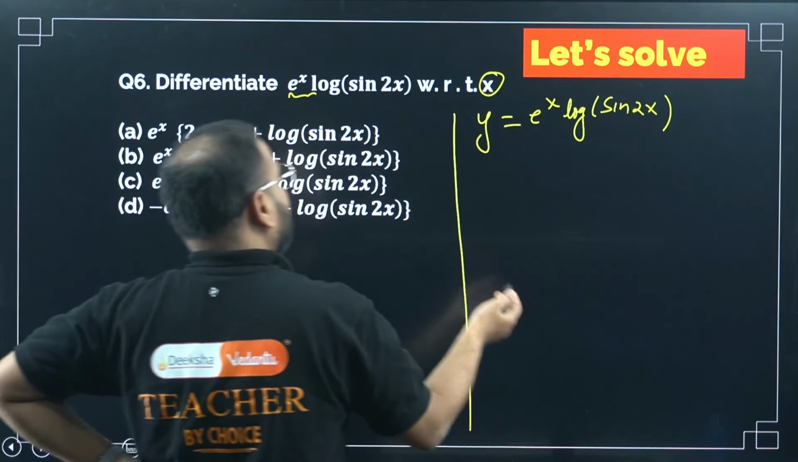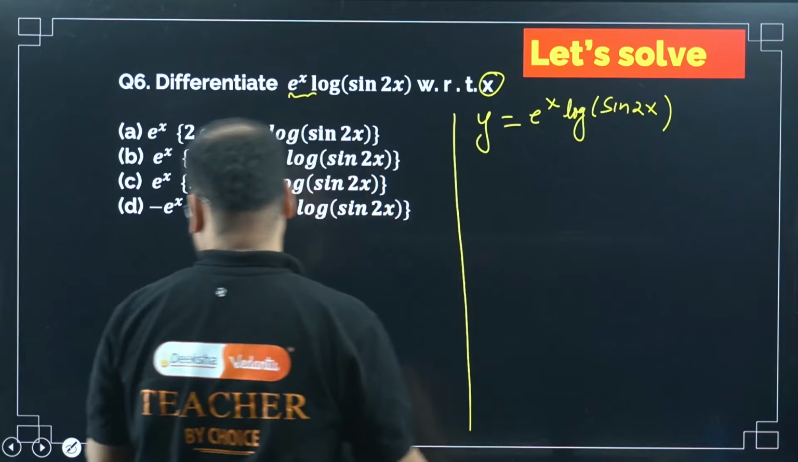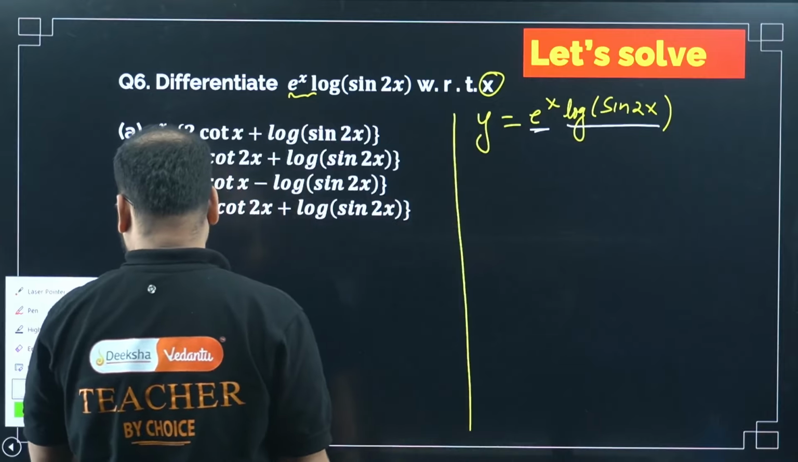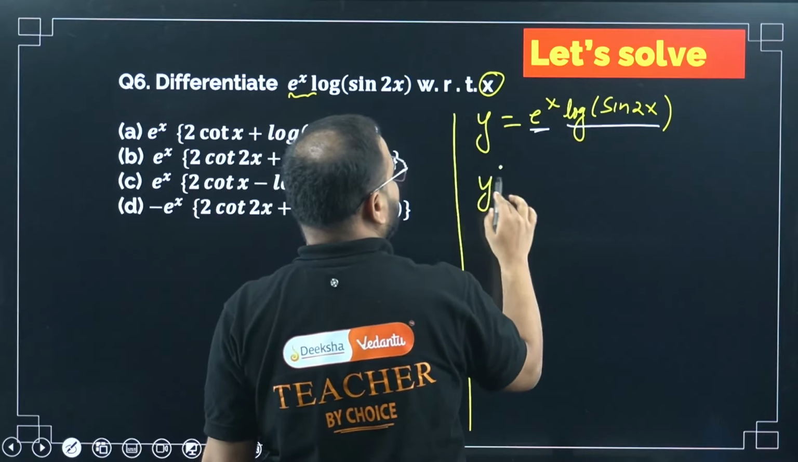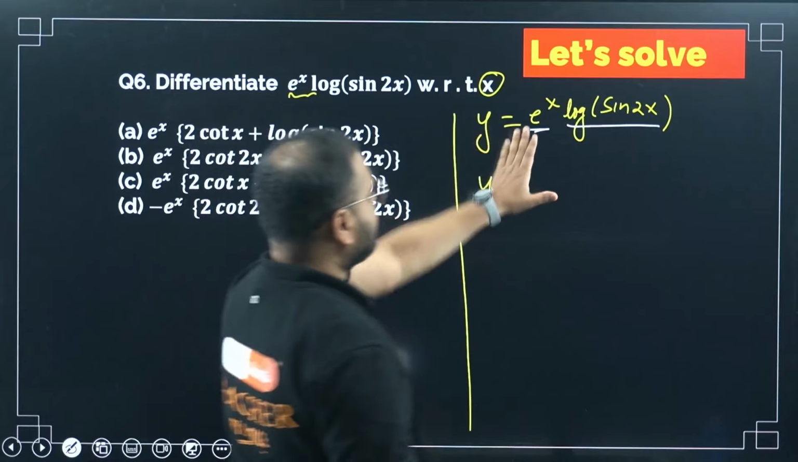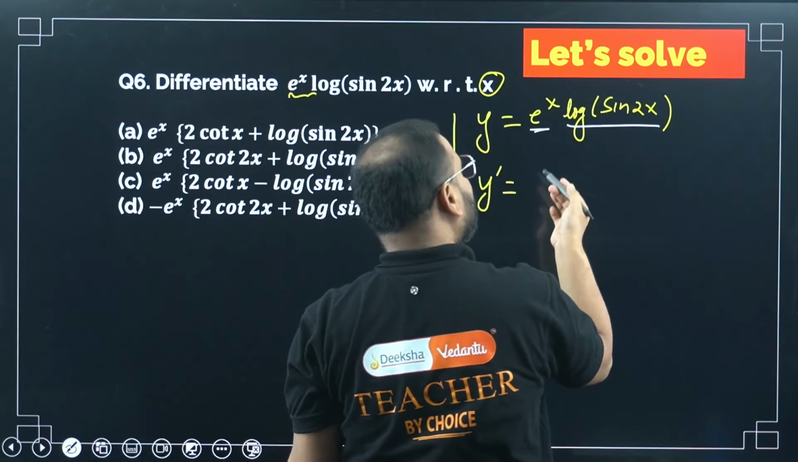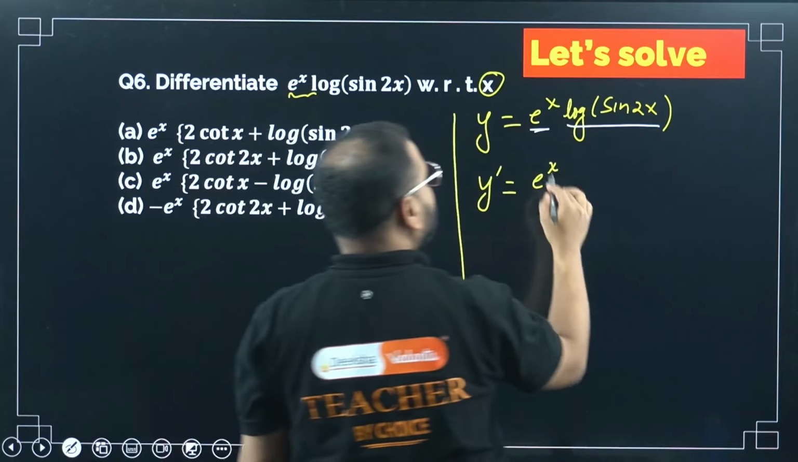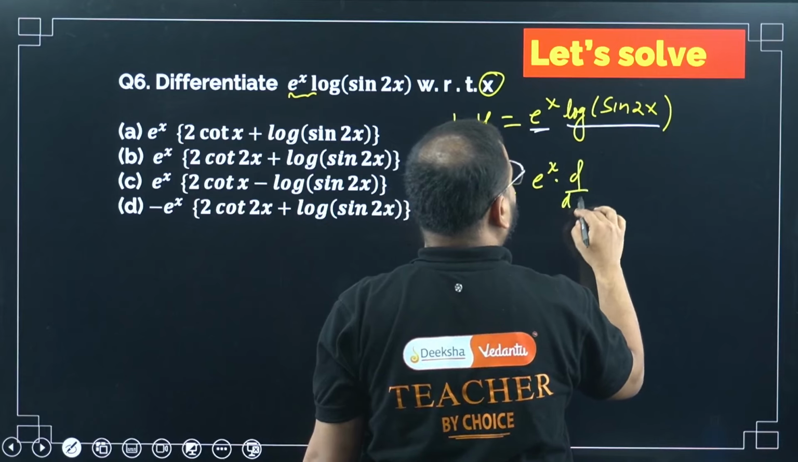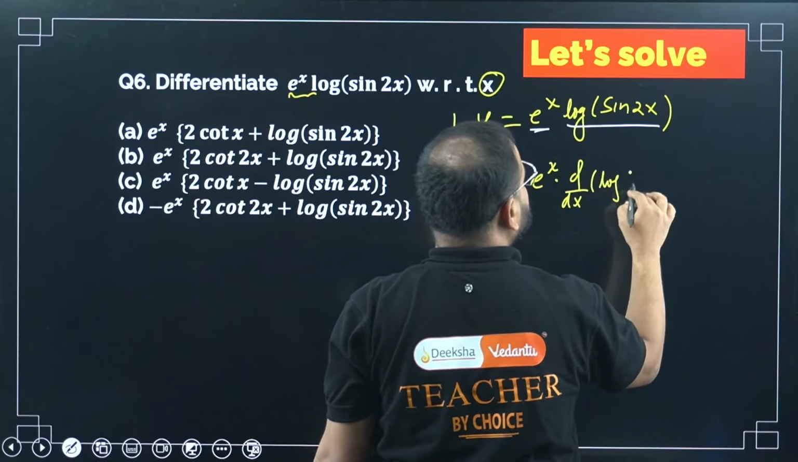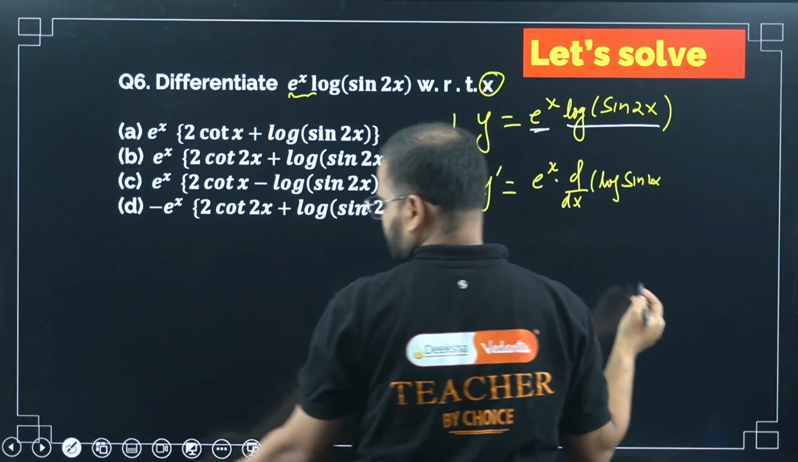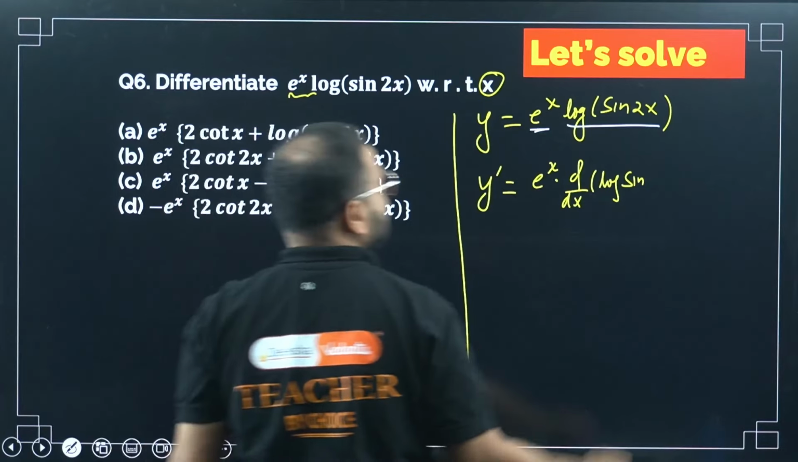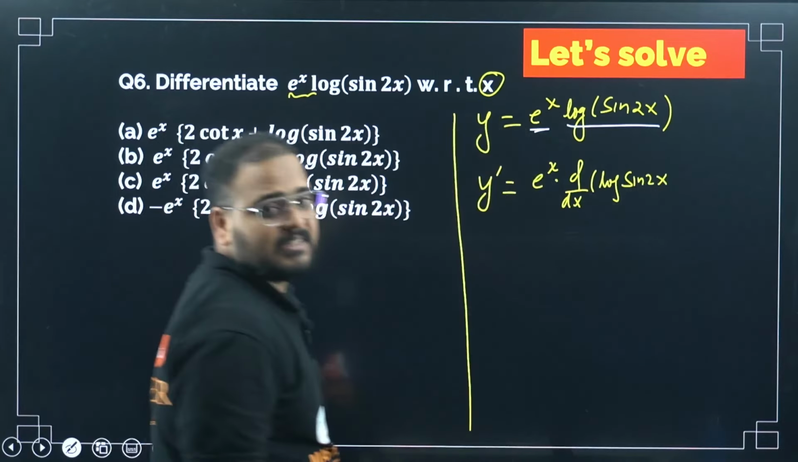Use the product rule first. For this you can take the first function this, second function this, then I will use the chain rule. y dash equals, first I'll keep e power x as it is and take the differentiation of log of sine 2x.